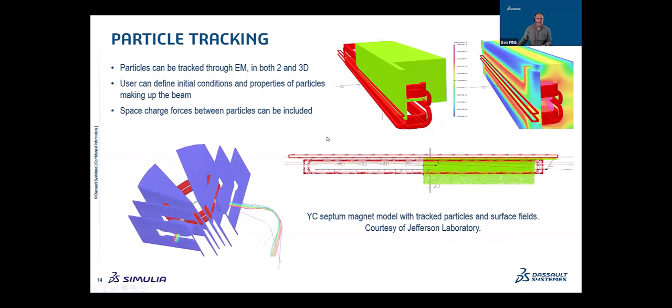Finally, it's essential to look at particle tracking through accelerator magnets. In OPERA, as well as in CST, particles can be tracked in various ways. Users can define the initial conditions and properties of particles that make up the beam, and space charge forces between the particles can be included. On the bottom left, we've got a model we've generated ourselves of a fragment separator magnet.